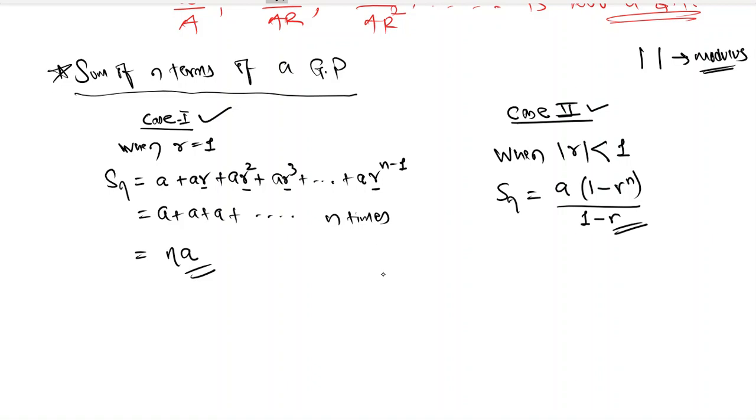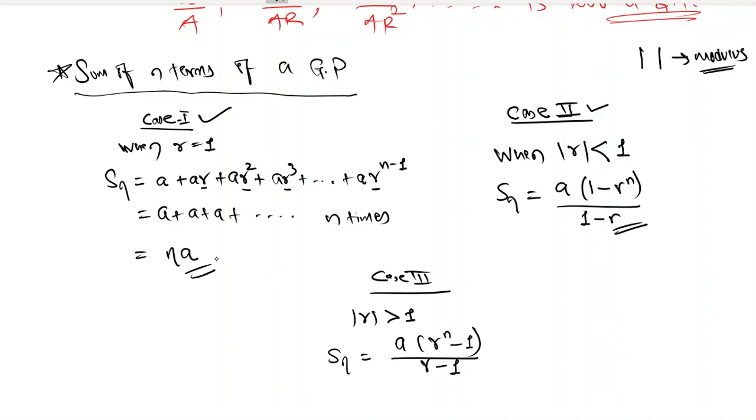And there is a third case, case number 3. In third case, the modulus of R is greater than 1. Means R can be positive or negative, but when you put it under modulus, its value becomes positive and greater than 1. So whenever modulus of R is greater than 1, sum of n terms of a GP becomes A bracket R raised to n minus 1 upon R minus 1.